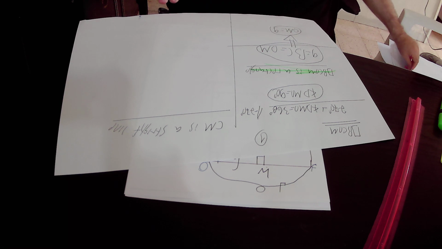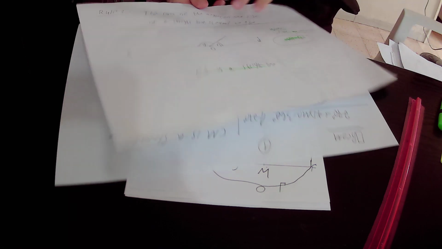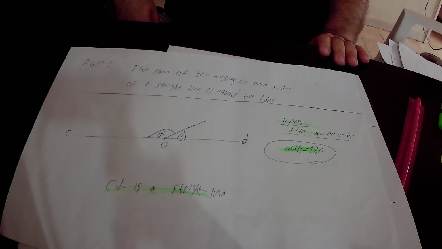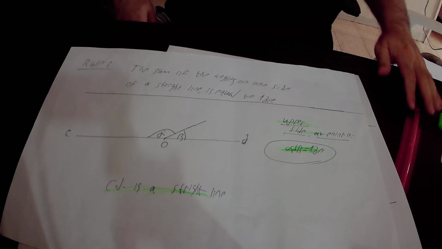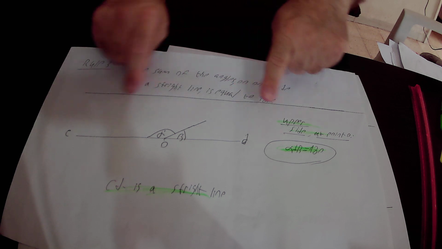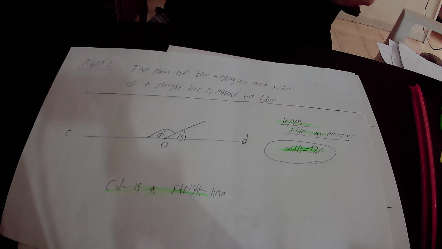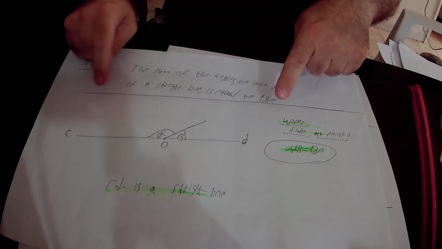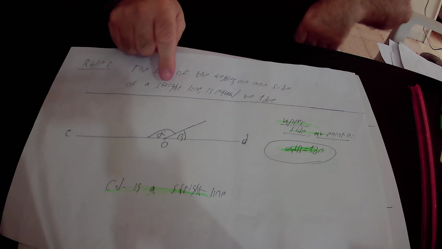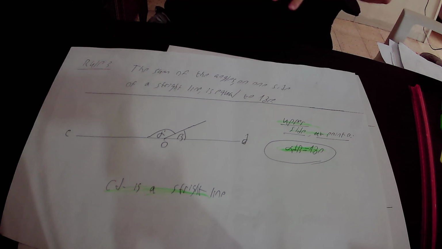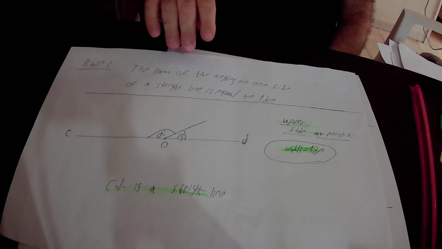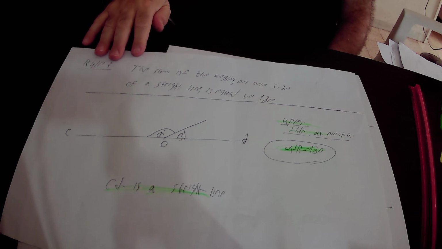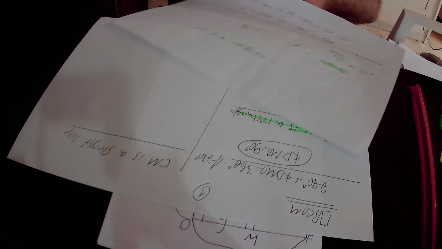And we have rule number 3 that states that the sum of the angles on one side of a straight line is equal to 180 degrees. So here CD is a straight line. If you focus on the upper side of the straight line CD at point O, the sum of the angles here must be equal to 180 degrees. So alpha plus beta must be equal to 180 degrees. So we can implement rule number 3 in our drawing.